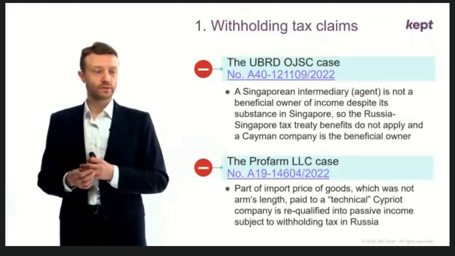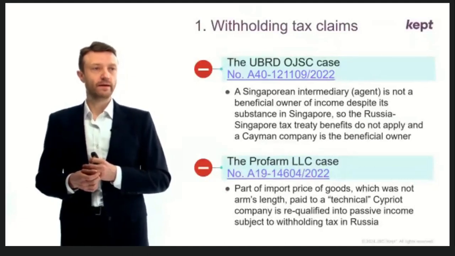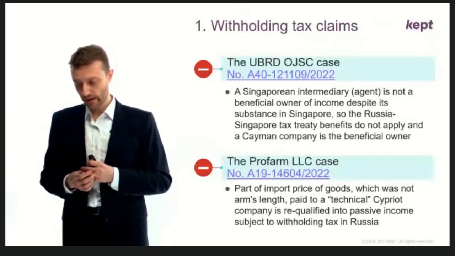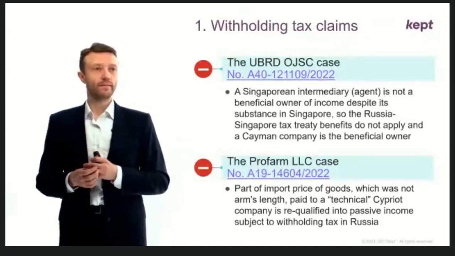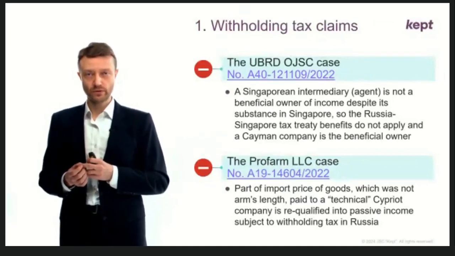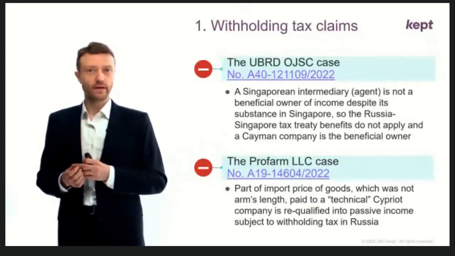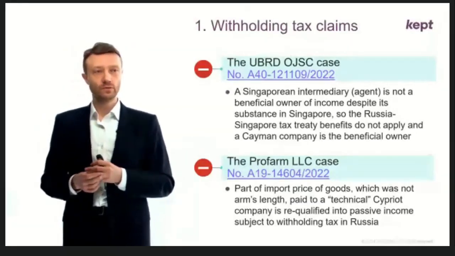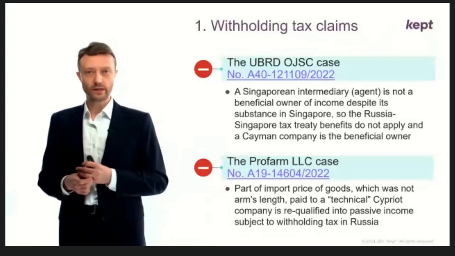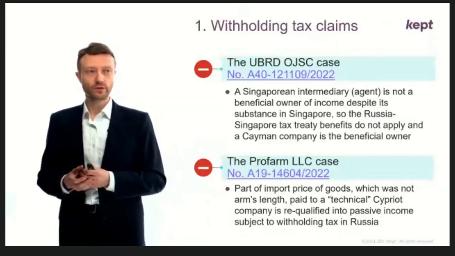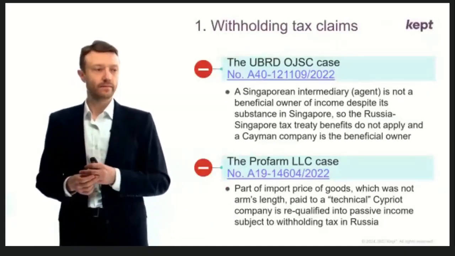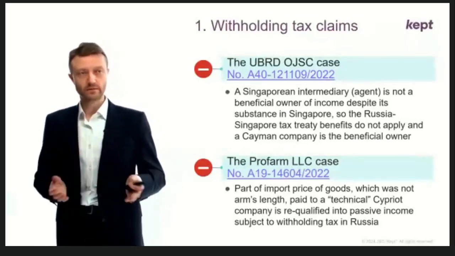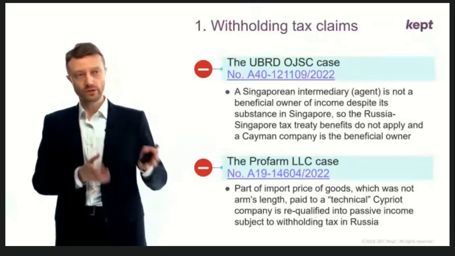Another case where there was import of goods into Russia, and the tax authorities proved that the acquisition price was not arm's length, and the non-arm's length amount, the difference, was not only denied for deduction in Russia, but also was subject to withholding tax. And despite the fact that at the time there was a double tax treaty in place between Russia and Cyprus, which still is, but suspended.